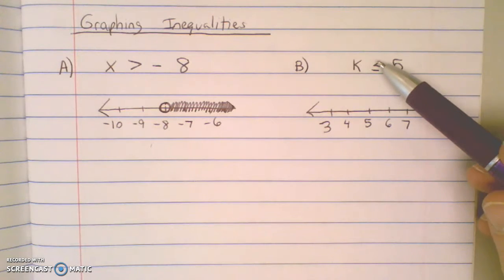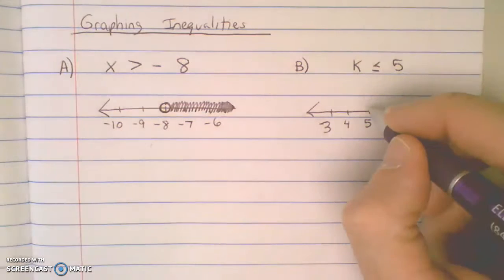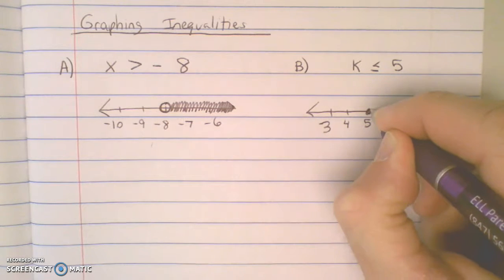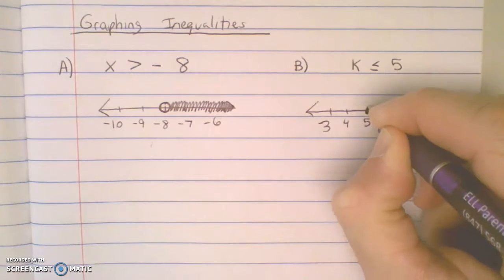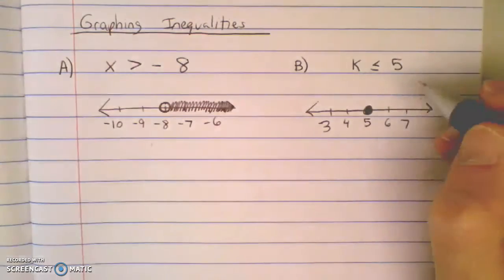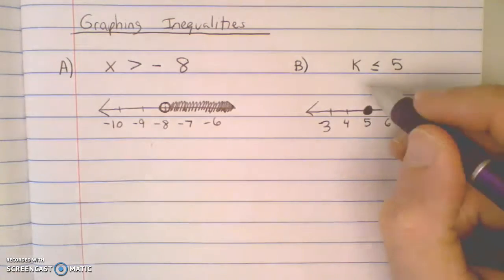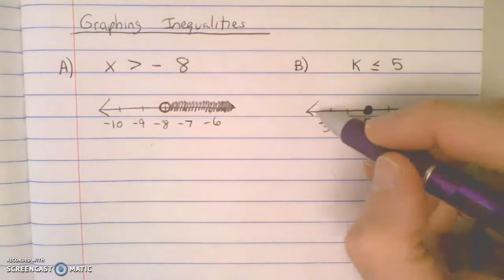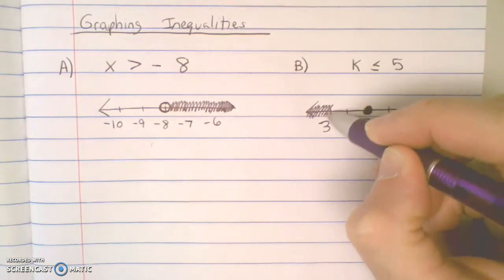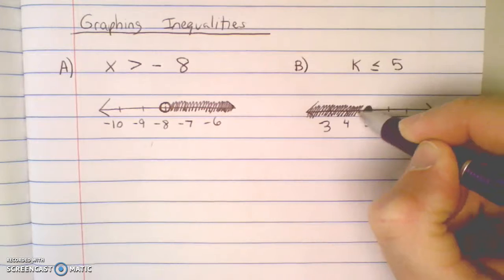Because the symbol is less than or equal to, it includes the 5. So 5 is also less than or equal to 5. So I shade in a closed circle on 5. And now I'm going to shade in all the values that are less than 5. So which numbers are less than 5? It's this direction. So I'm shading everything on this side of the number line.